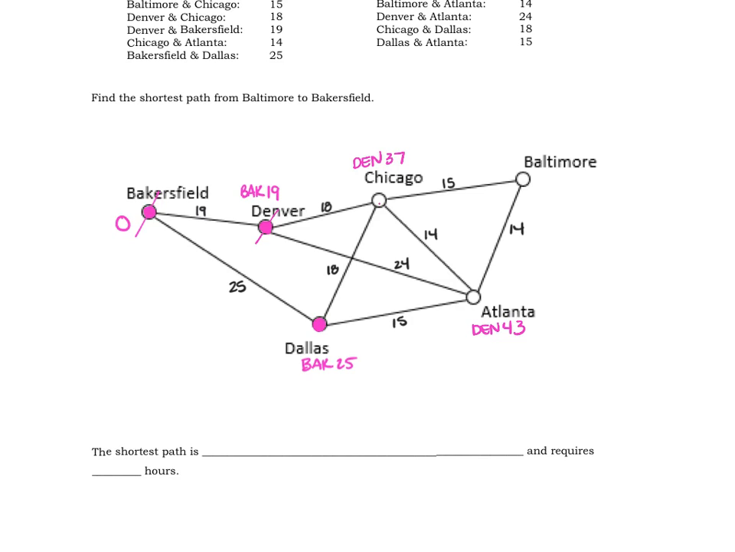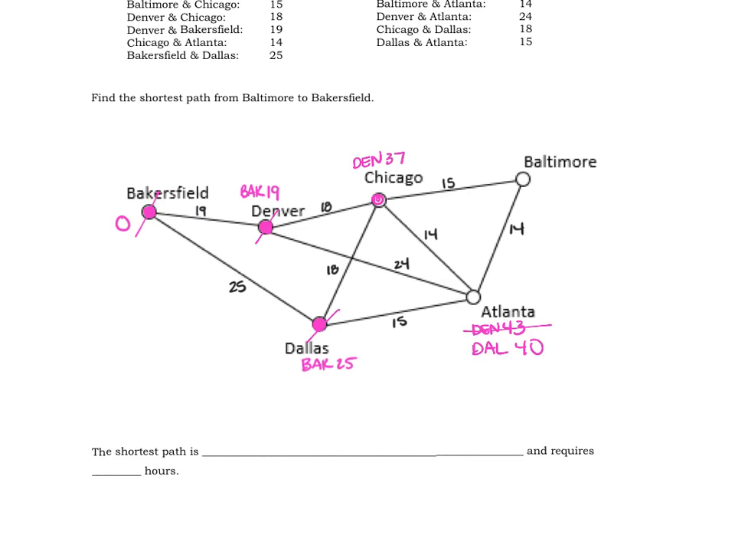Again, we're not backing up to Bakersfield. We could potentially go on to Chicago, but 25, where we're at in Dallas, plus 18 is not an improvement over 37. That would actually put us at 43. So we're not going to change that label. From Dallas to Atlanta, 25 plus 15 is 40. That is an improvement. So we're going to replace Denver at 43 with Dallas and a time of 40 hours. Now we cross out Dallas. We look at our labels. Chicago has the smallest total time at 37 hours compared to 40 in Atlanta.